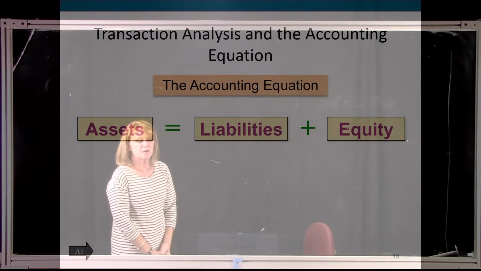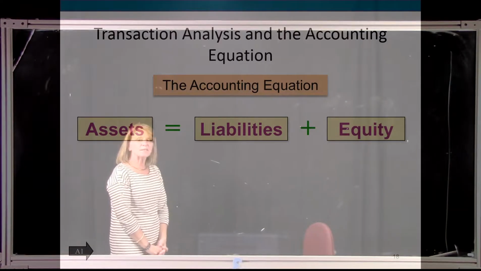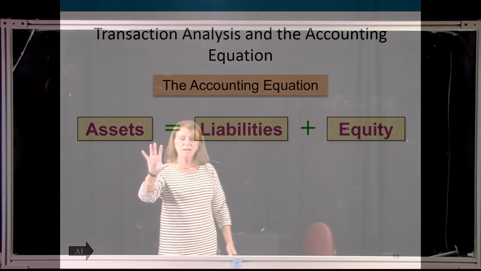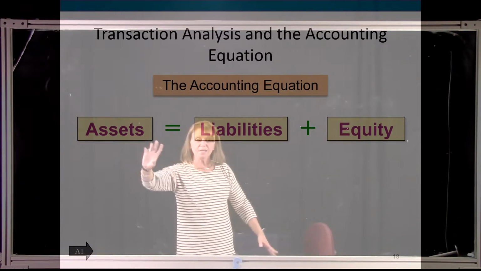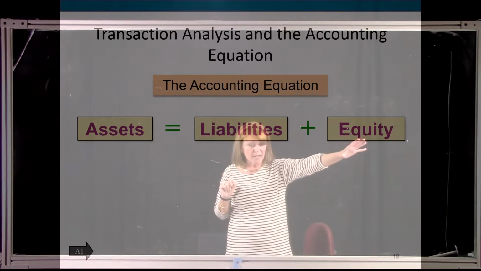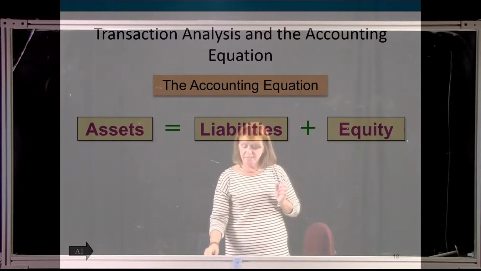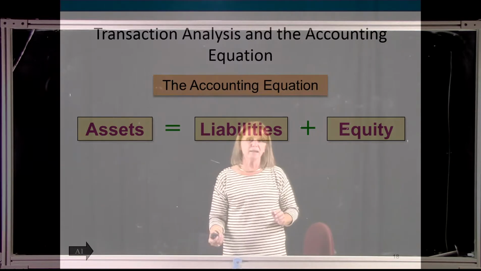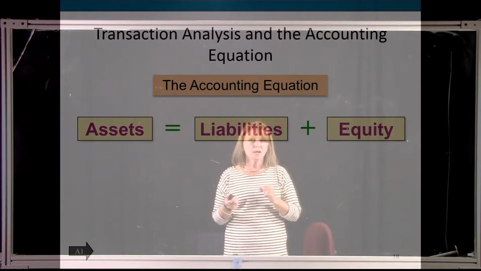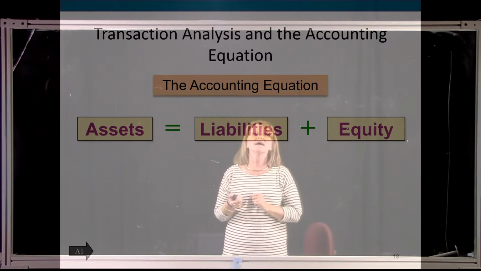All right, so the accounting equation in transaction analysis. Anytime we change the asset side, we have to change the other side as well. Assets are what the company owns, liabilities are what they owe, and equity is the owner's contribution portion of this company.